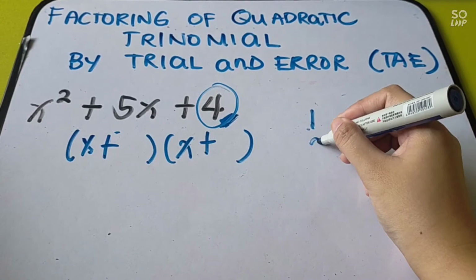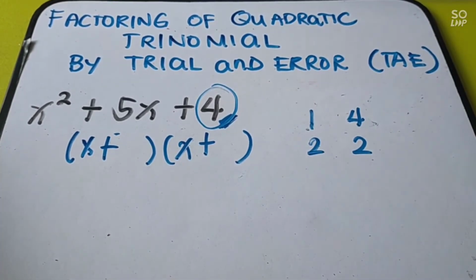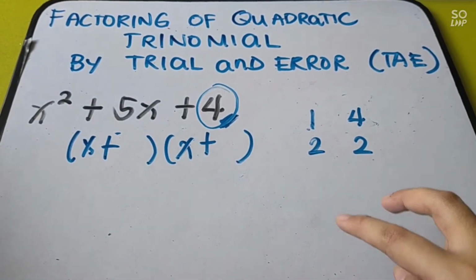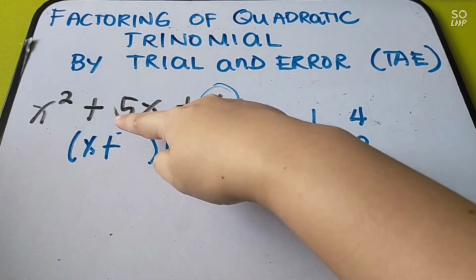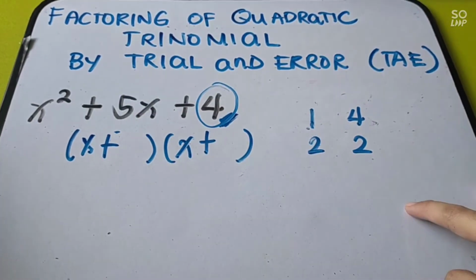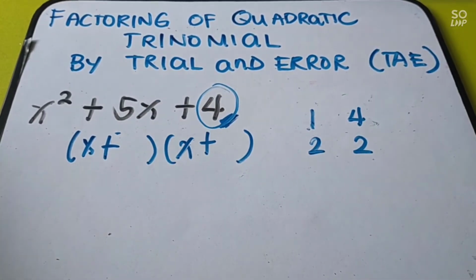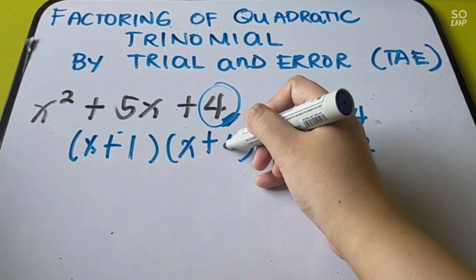Ano pa ang factor ni 4? We have 2 and 2. If you multiply 2 times 2, the answer is 4. Ma'am, paano ko malalaman kung siya yung factor niya? Okay? So, kapag pinag-add mo yung dalawang numbers na to, kailangan lumabas yung gitna niya. Let's see. If I add 1 plus 4, the answer here is 5. Ayun na. Nakita mo na yung factors niya. So, just write here 1 and then 4.